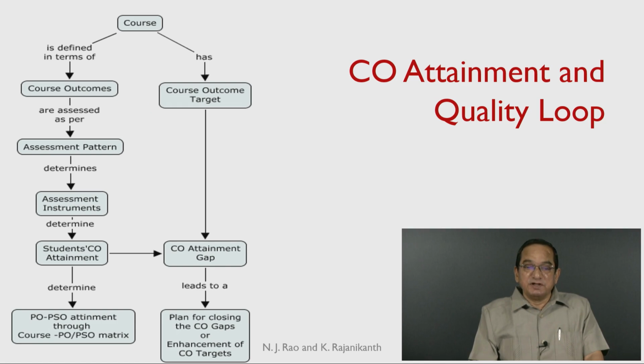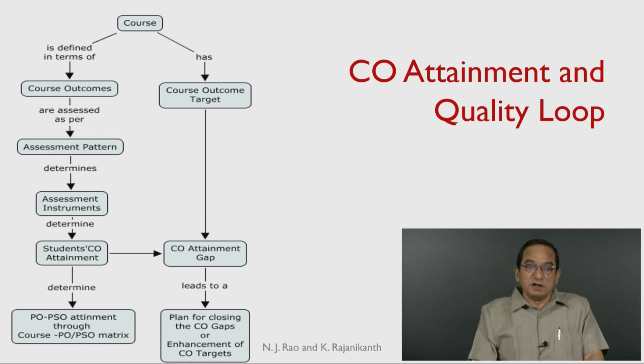This gap leads to either a plan for closing the CO gaps or enhancement of CO targets. If the attainments are less than the targets, we need to plan for increasing the attainment level the next time the course is offered. In other words, reduce the CO attainment gap. If the attainment levels are greater than or equal to the target levels, we may enhance the targets to be achieved the next time the course is offered.